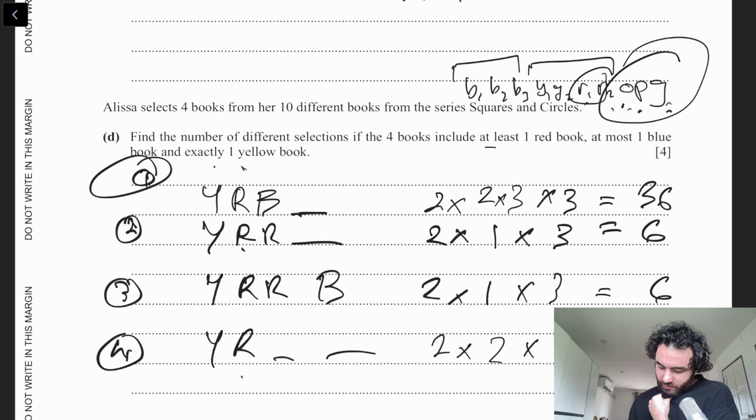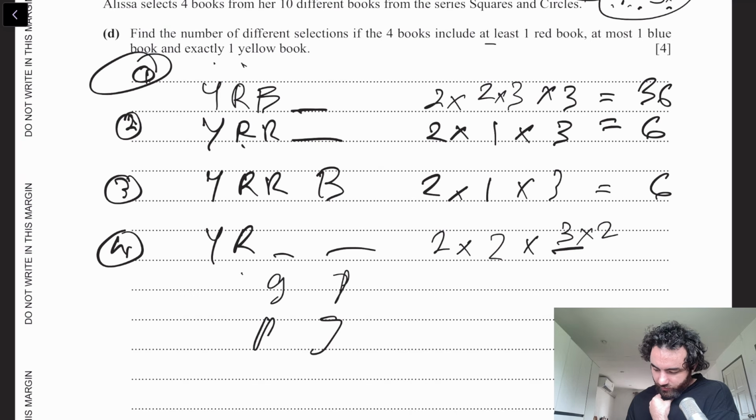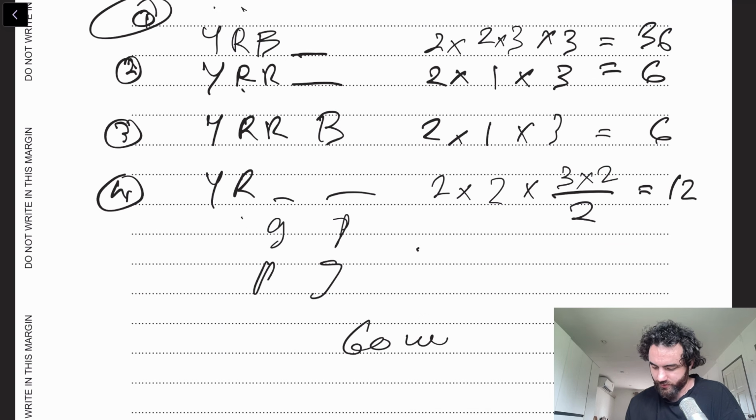So we just looked at these because there's no blues here. Times 2 options for the last one. But then it doesn't matter if we pick like GP or PG, it doesn't matter. So we have to divide by 2 there because we're over counting. So that's going to be 4 times 12, 12, 24. 24 plus that is 60. So this is 60 ways.